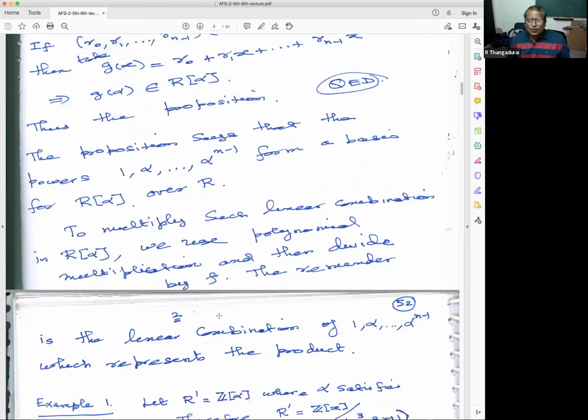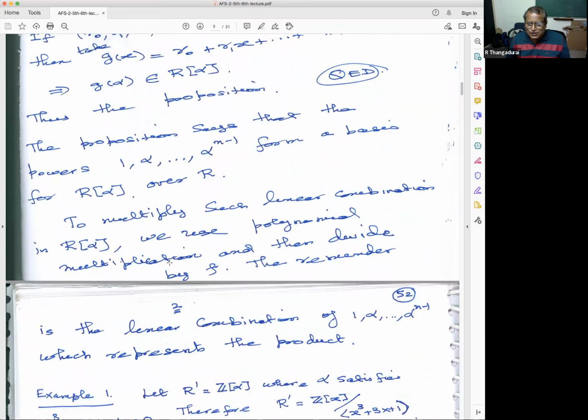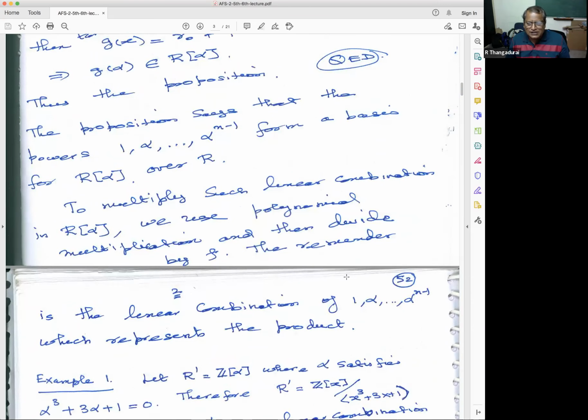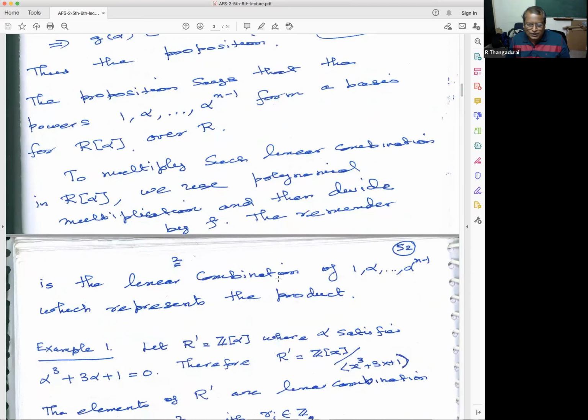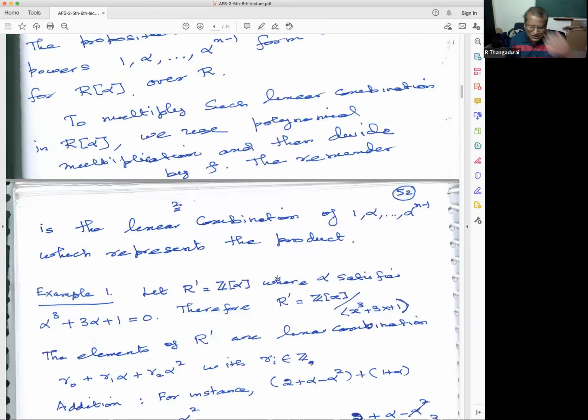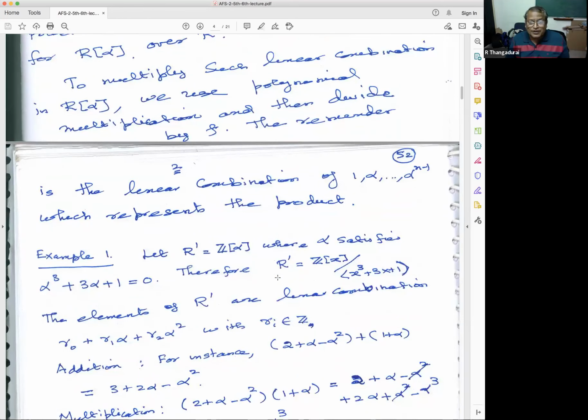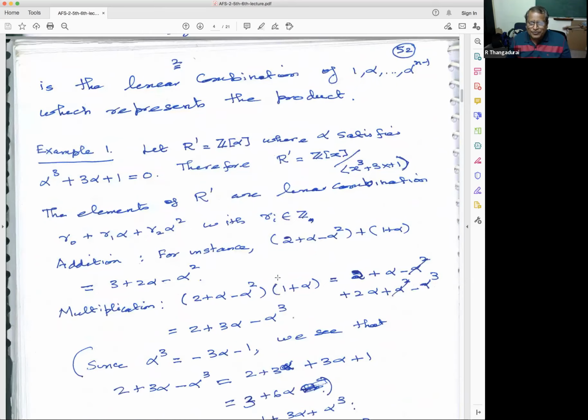Of course, to multiply two such linear combinations in R of alpha, we can use polynomial multiplication and then divide by f of x. The remainder is the linear combination of these basis elements. I am just telling this once more. We will see an example.